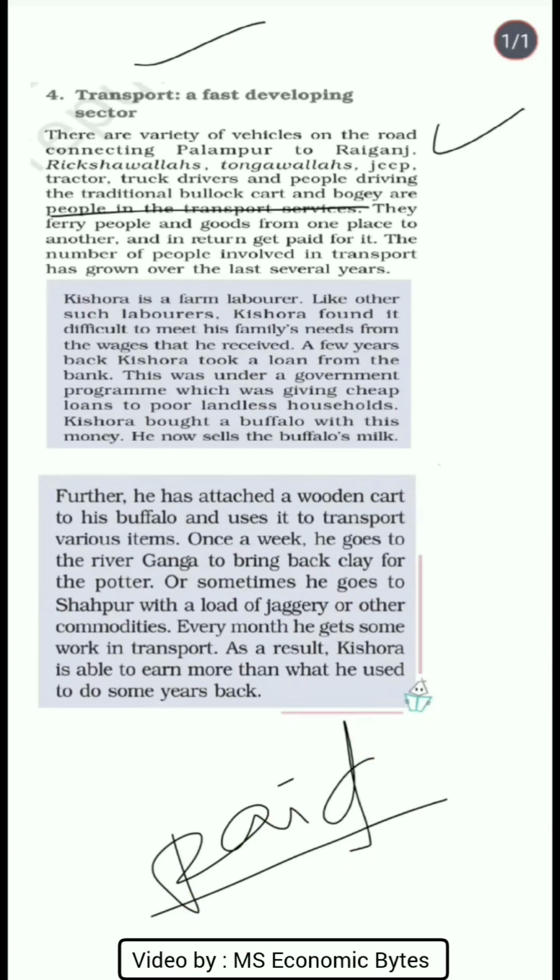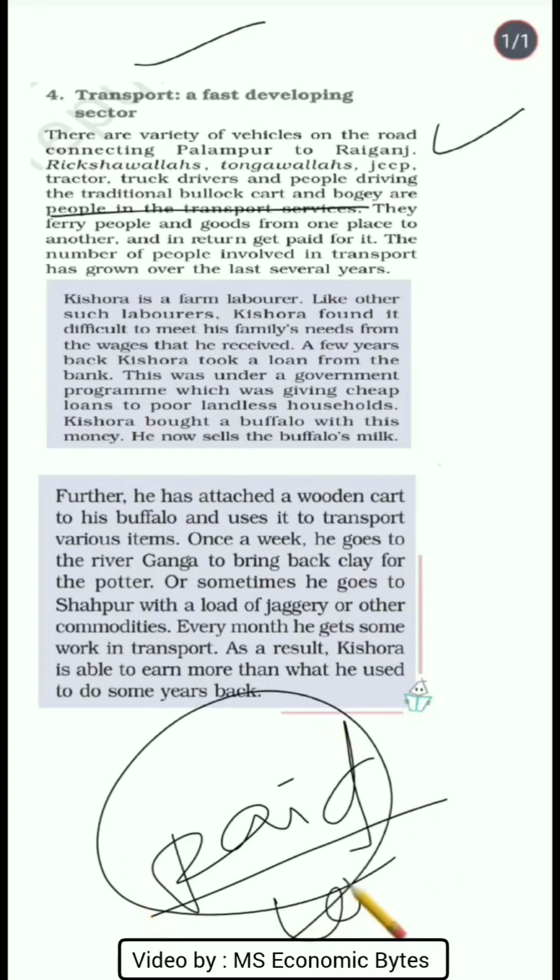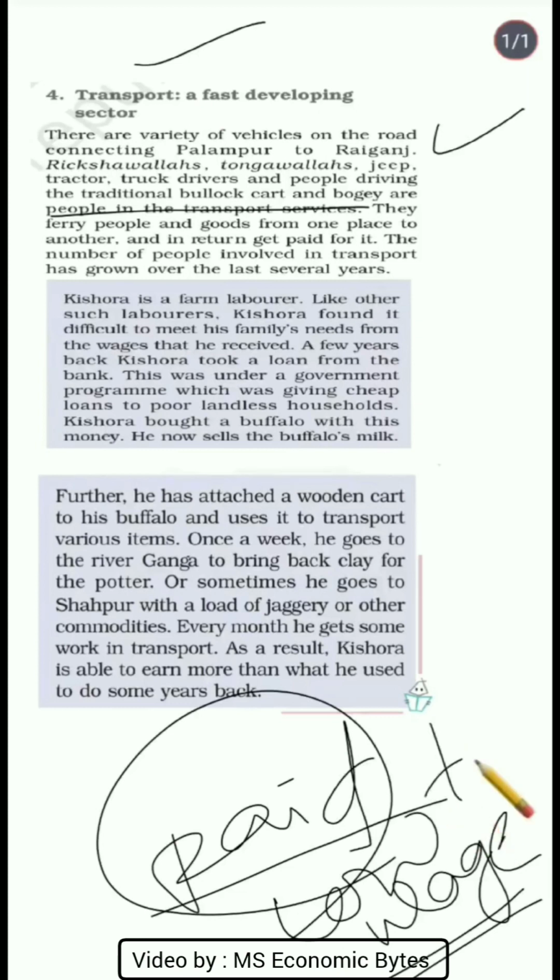The number of people that are involved in transport has grown over the last several years, and the reason is due to low wages in the agricultural sector. People are engaged in non-farm activities and transport is one among them. Now this is an example of the same.